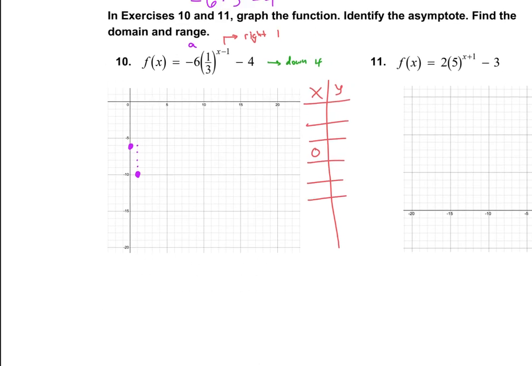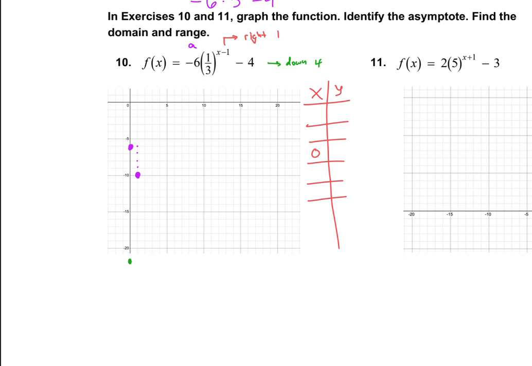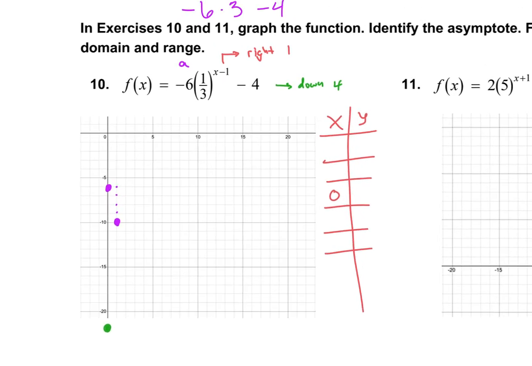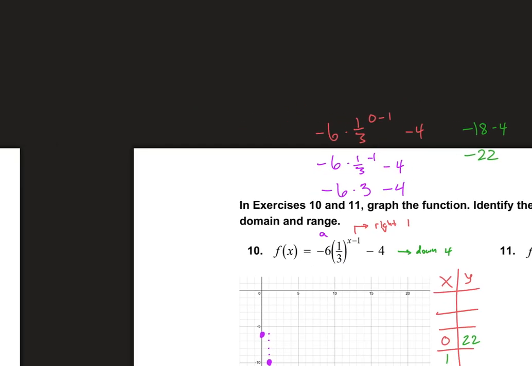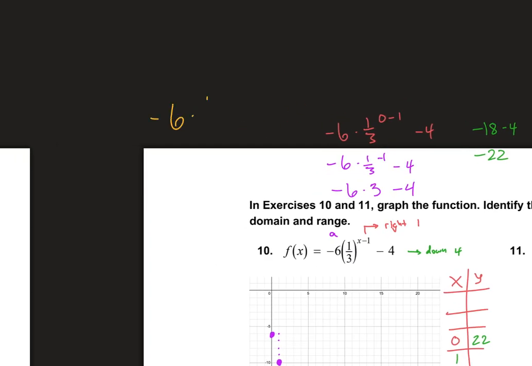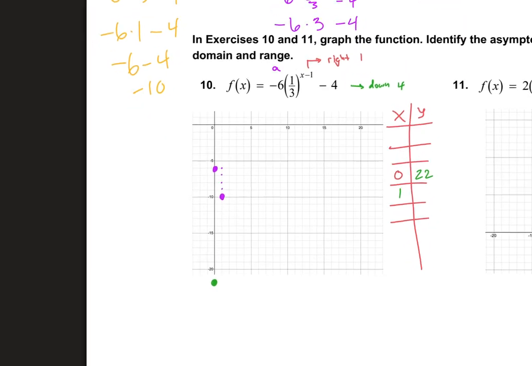It doesn't even fit on our graph, really. It's down here-ish. Okay, so, oops, did I mess up? Should it not be -6? No. Now let's try 1. Okay, so back up here. If we do 1, I'll do it over here. -6 times 1/3 to the 1 minus 1, minus 4. -6 times, well, that's 0, right? That would be 1. That's -6 minus 4 is -10.